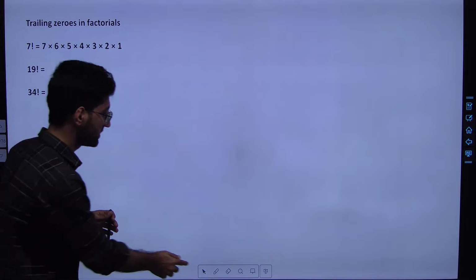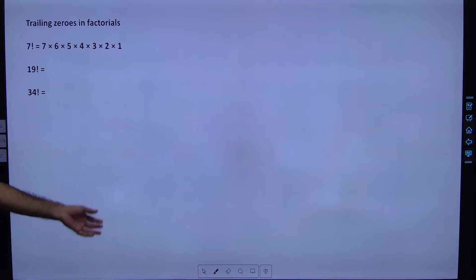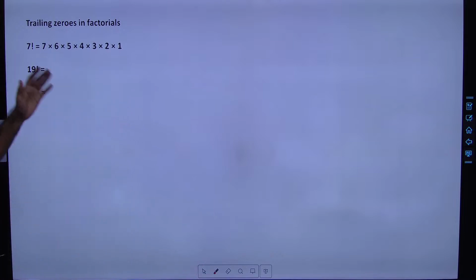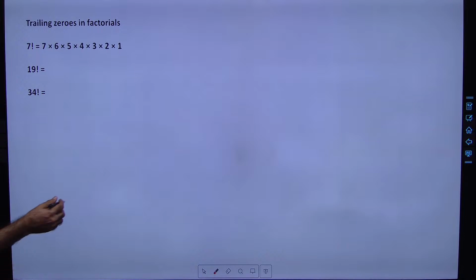Now tell me, if you get those questions in the form of factorials, then what should be our approach? Right? So now we will learn trailing zeros in factorials, that how do we approach those questions when we have to deal with some kind of factorials?